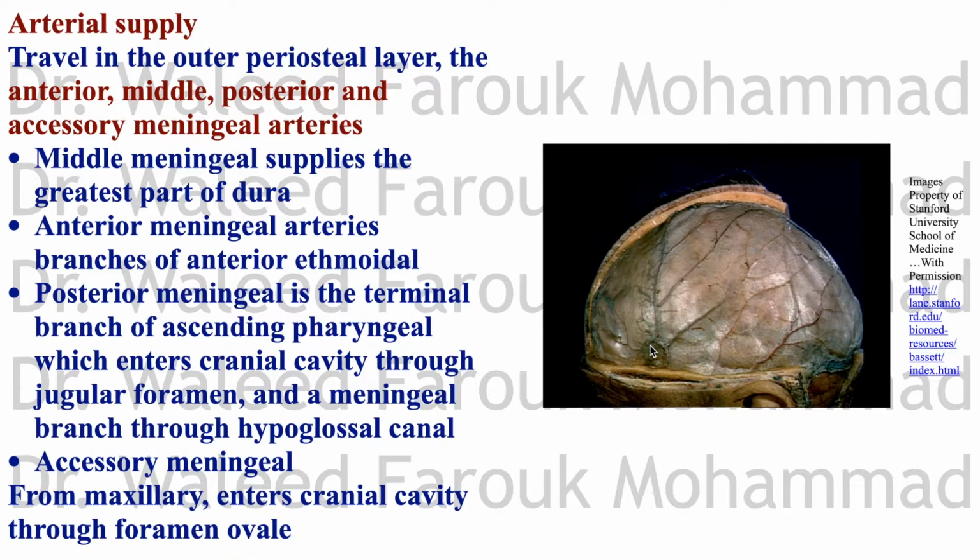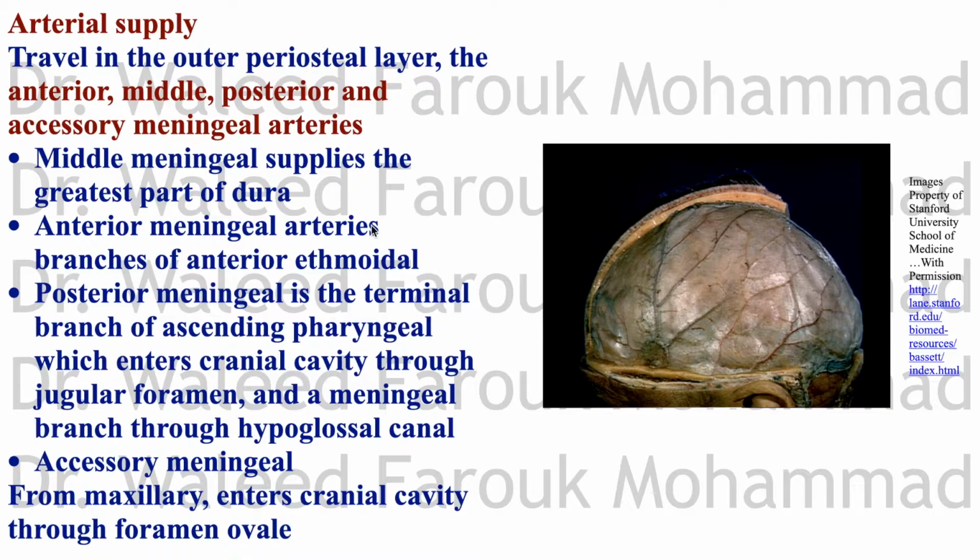Accessory meningeal artery is from the maxillary artery. We studied this with the maxillary artery branches in the infratemporal fossa, and it enters the cranial cavity through the foramen ovale. So remember, the middle meningeal supplies the greatest part of the dura.